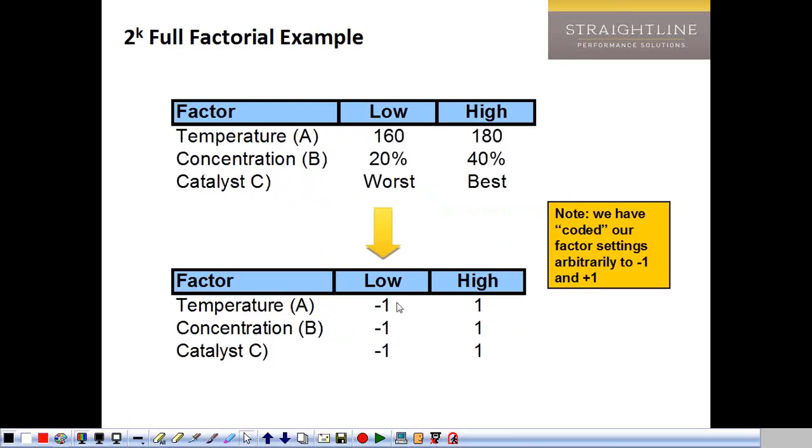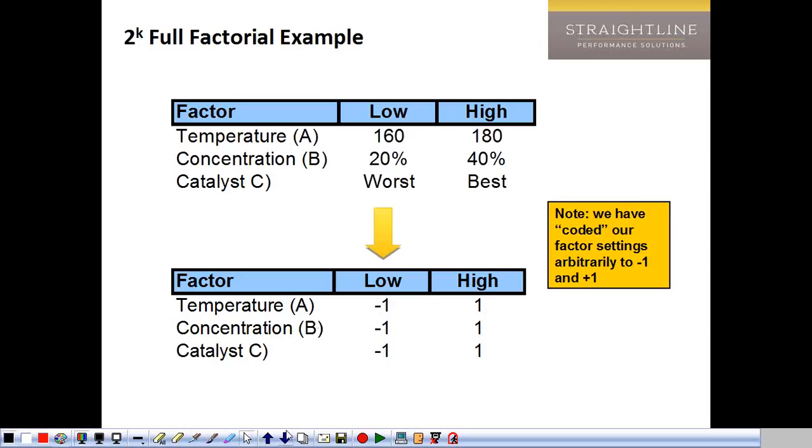Okay, and then we coded them as follows. So we took A, B, and C, went from low to high, and we used logic where we could. So for example, it wouldn't make sense to use the 180 as the low temperature. We could do it, but it wouldn't make sense and we'd confuse people. So instead, we're going to put the low here and the high here, concentration like this, catalyst like this. And we're going to code them as minus ones and plus ones. Okay? Keep that in mind.